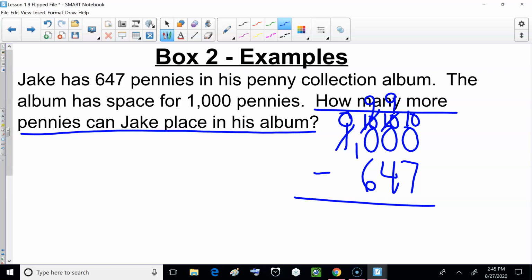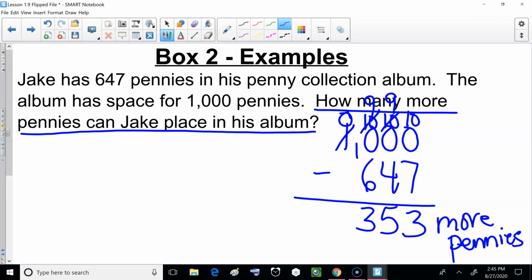10 minus 7 is 3. 9 minus 4 is 5 in the tens place value. 9 minus 6 is 3 in the hundreds place value. And 0 minus 0, I don't need anything. 353, but it's a word problem, so a word problem needs to have a label to it. So how many more pennies can Jake place in his album? 353 more pennies.